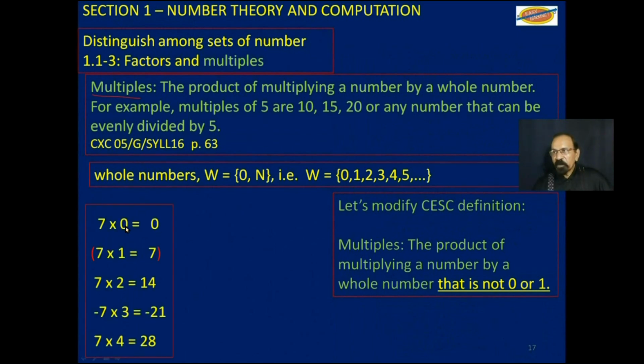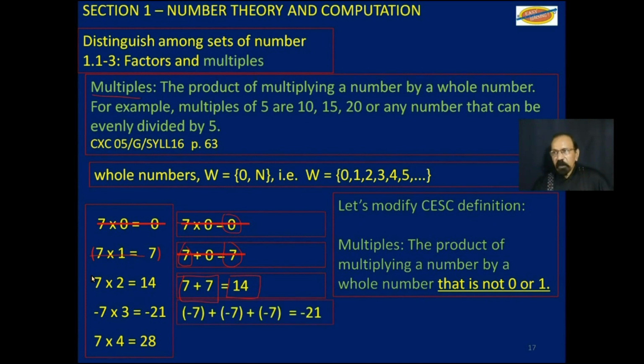7 multiplied by 0, 0 is not a multiple of 7. 7 multiplied by 1, we only can find 1 7 in that 7. So obviously, it's not a multiple either. Now, in the case of 14, you can find 2 7s in that 14. So at least you have 2 7s. So 14 would be a multiple of 7, and so on.